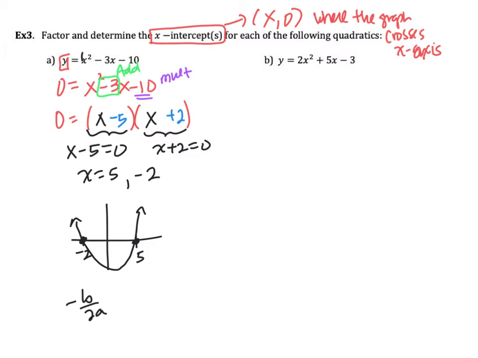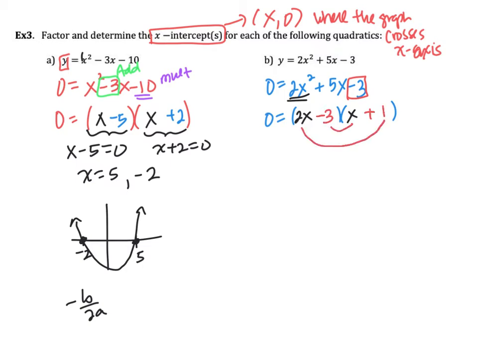Okay, letter B. I'm going to let y equal 0 because I'm trying to find the x-intercepts. Now this time, again, I like to jump right into my parentheses. What two things multiply to give me 2x squared? My only options are 2x and x. What two numbers multiply to give me -3? My only options are -3 and +3. So if I experiment here, or I'm just visualizing, my inside and outside terms need to add up to +5x. So this is -3x, this is +2x.